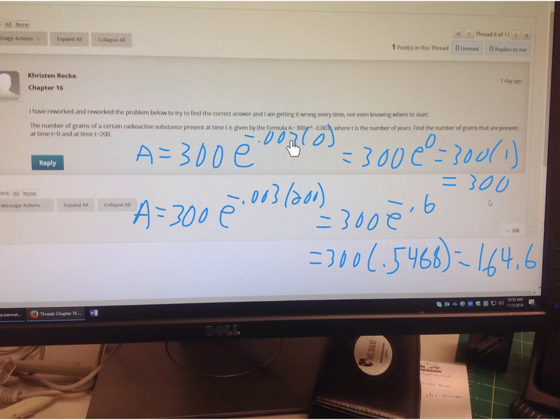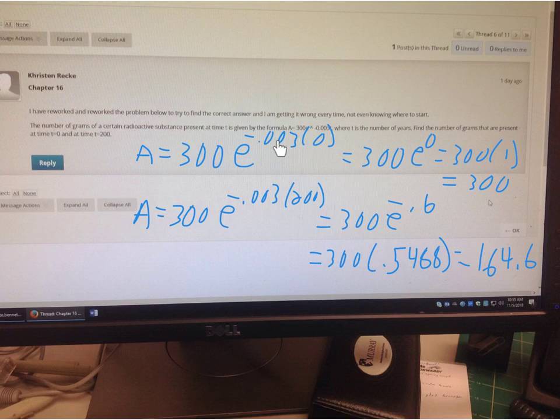So I started out here, I put in a 0 for t, so it's 300 times e to the minus 0.003 times 0. Well, this product would be 0. Anything to the 0 power is 1. 1 times 300 is 300. So the answer to the first part is 300. I don't even need a calculator for that part.